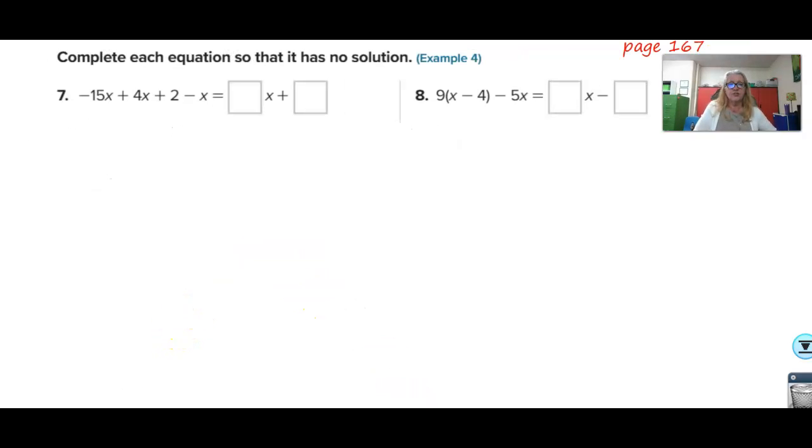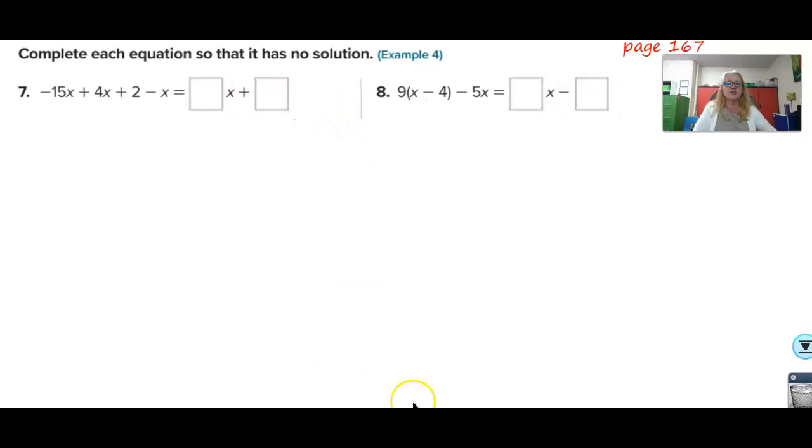Now, this one, you've got to read the directions carefully, guys. This one says complete each equation so it has no solution. So when we have no solution, that means that our variable terms are the same, but the other numbers are wrong, okay? That will make no solution. The variable terms have to be identical, but the other numbers have to be not identical, okay?